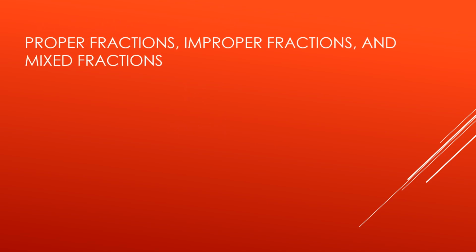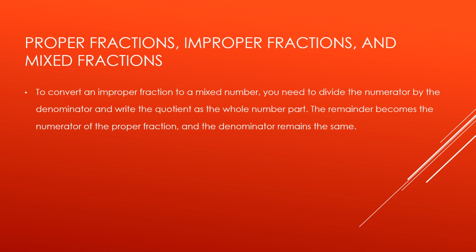It is also important to know how to convert between proper fractions, improper fractions, and mixed fractions. The steps are as follows. To convert an improper fraction to a mixed number, you need to divide the numerator by the denominator and write the quotient as the whole number part. The remainder becomes the numerator of the proper fraction, and the denominator remains the same.